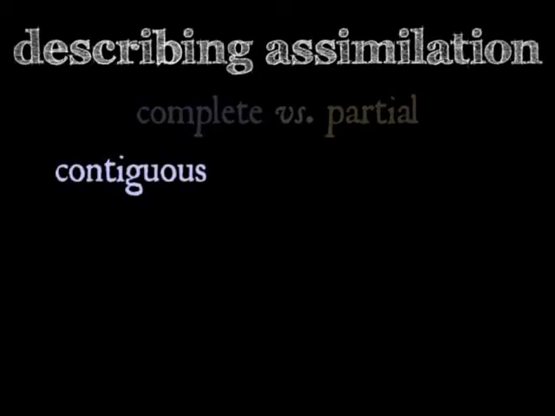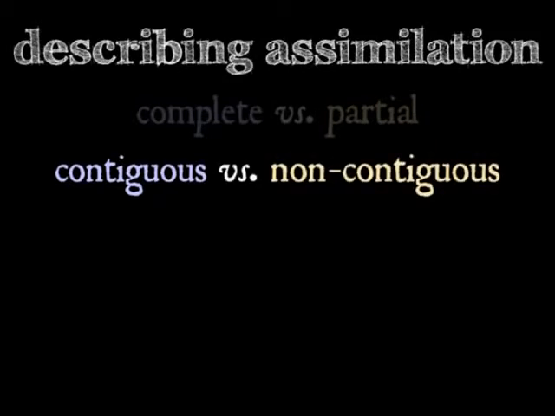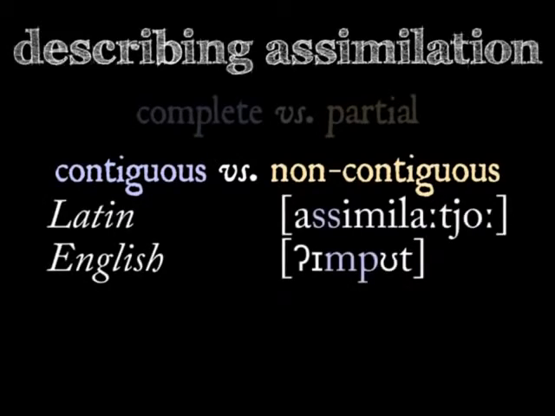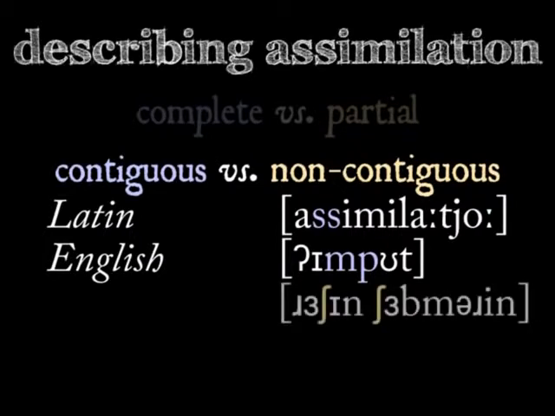Are the two sounds side by side? We'll call that contiguous assimilation. Or are they more distant from each other, not adjacent? That's non-contiguous. The two examples of assimilation I have given you both involved contiguous phonemes. If my tongue gets twisted and I accidentally say "Russian submarine" for "Russian submarine," the assimilation is non-contiguous.